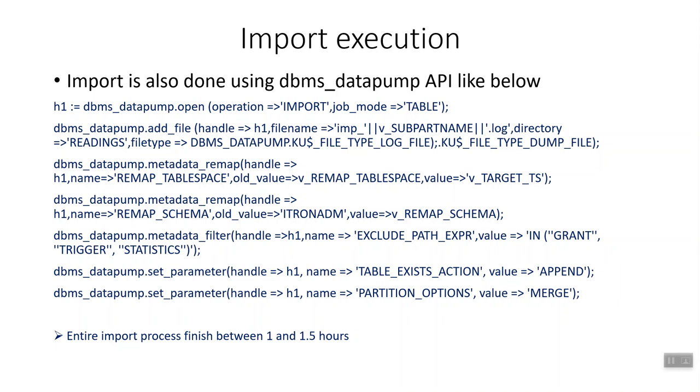So import is also done using DBMS_DATAPUMP. You can see the add file and the dump file name, and you can remap the schema. You can exclude expressions, like you don't need grants, triggers, or statistics. If you want to make the operation faster, you don't need the statistics, because finally those tables will be used by some other ETL tool to import into the actual table. And the import process finished between 1 and 1.5 hours. That was very fast.